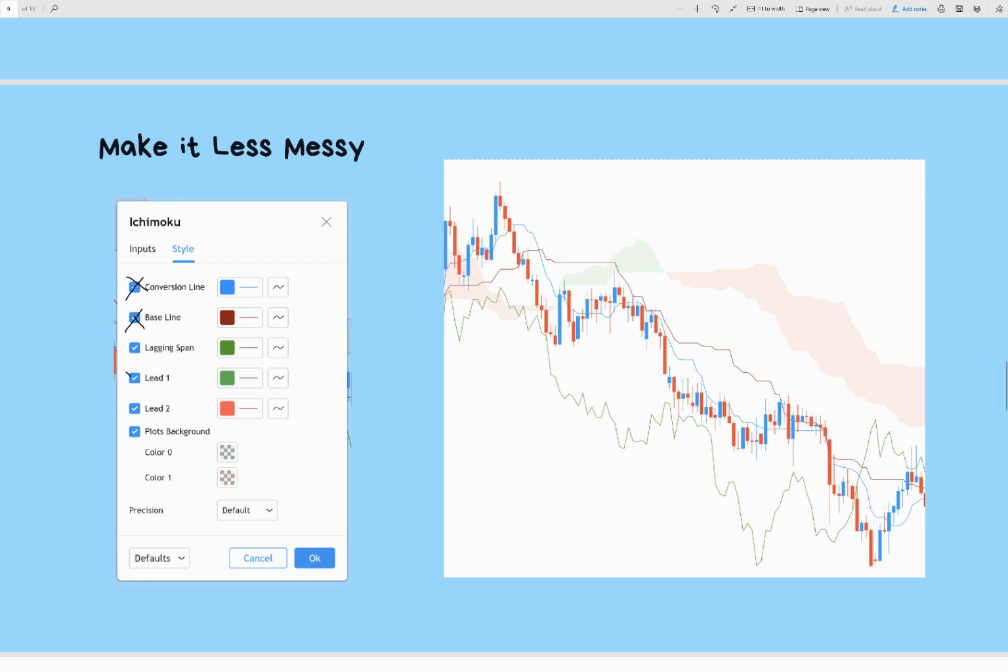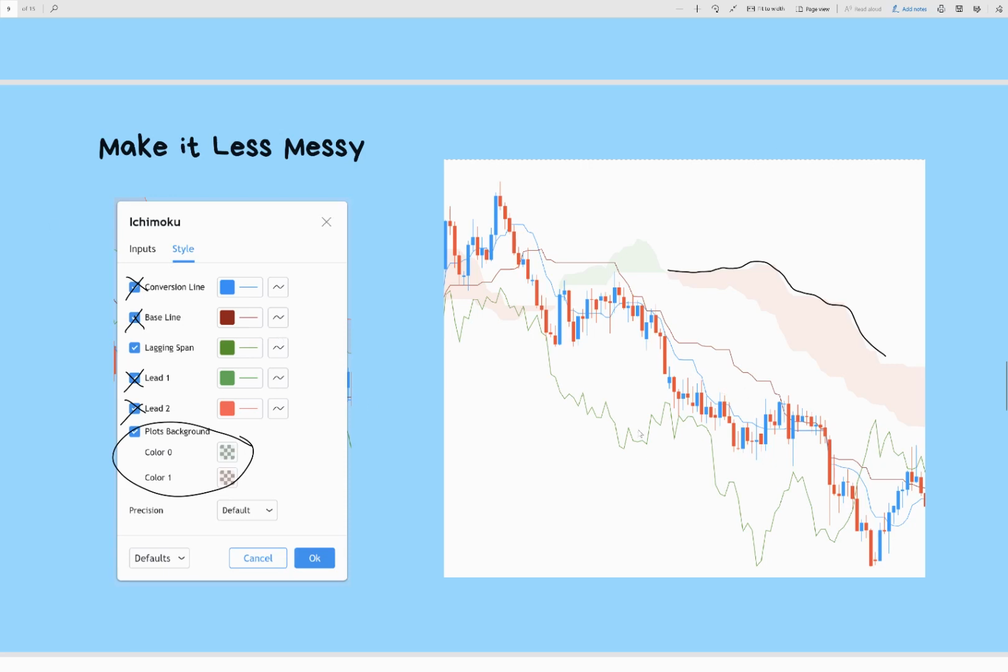Another tip, get rid of lead 1 and lead 2. They're not really telling you anything. They're just outlining the cloud, just like this, and it's what you saw in the first line, and it just makes it look messy. I would unclick these. You're always going to want to keep the cloud clicked for the most part, unless you want to remove the cloud for some reason, but that's what I would advise doing.